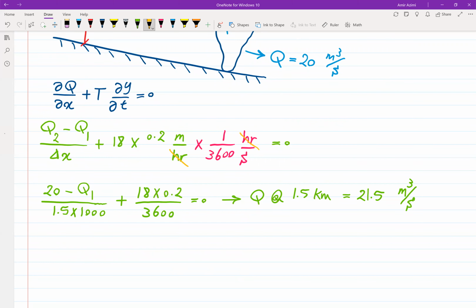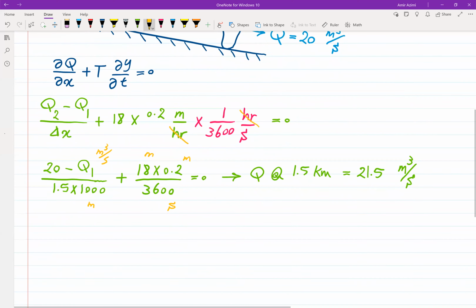So here I have 18 as a top surface with a unit of meter. Here I have meter, and then here I have second. And same thing, discharge is cubic meter per second. And then here is the rate of change of discharge over distance, and the distance is also in meter. So all the units match up.